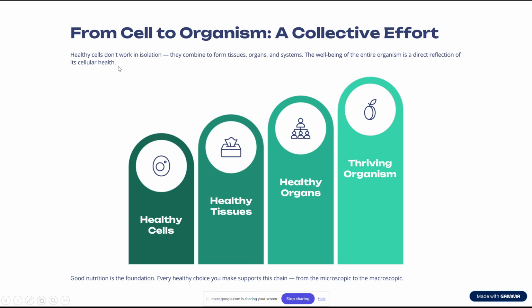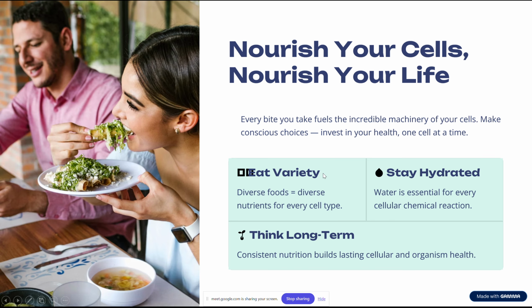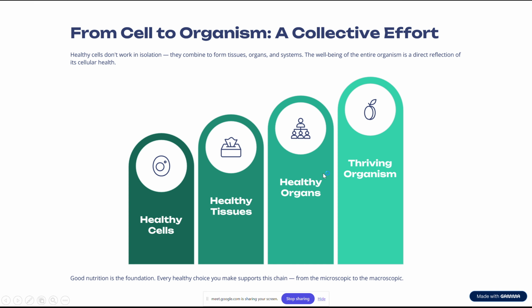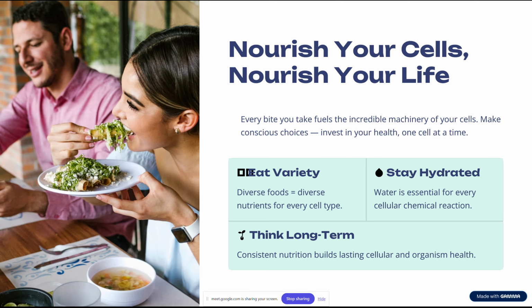So healthy cells don't work in isolation, as you can see here on this slide. They combine to form tissues, and tissues to organs, and then to systems. The well-being of the entire organism is a direct reflection of its cellular health. So when you have any derangement, any factor affecting any of these components, then you should know that the organism as a whole will be affected.